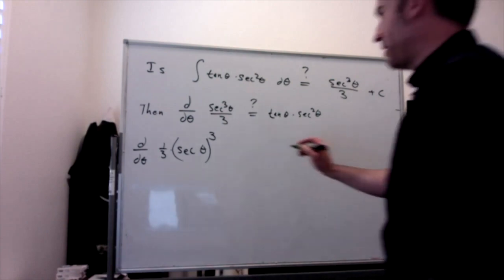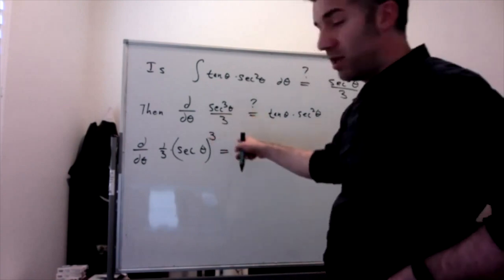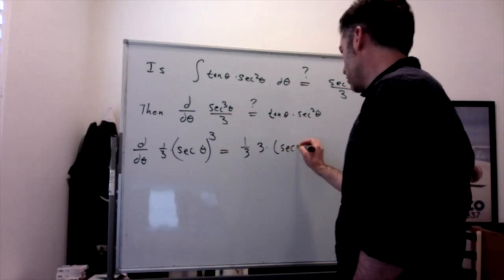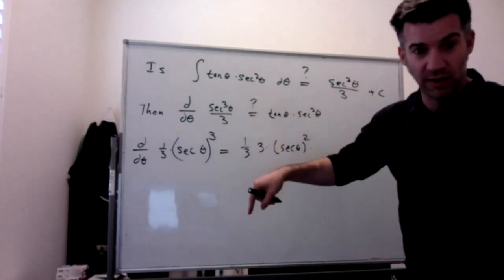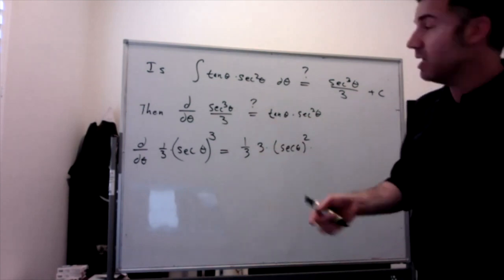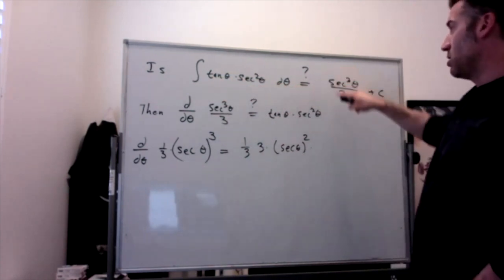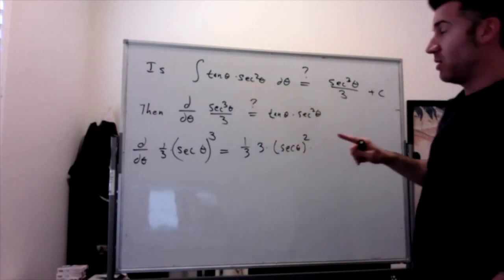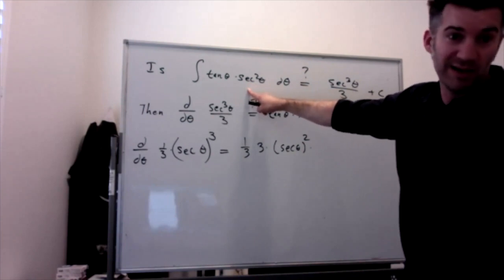So let's find out here. I get 1/3. The derivative of some stuff cubed is 3 times your stuff squared times the derivative of your stuff. We're not so much proving something, we're checking to see, is the integral of tangent theta secant squared theta equal to secant cubed theta over 3? Since we don't know how to integrate this, we say: if I differentiate this and it's equal to that, then it's true. If it's not, it's not.